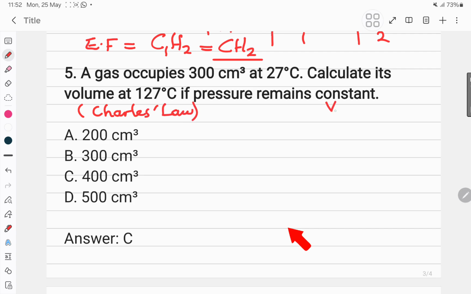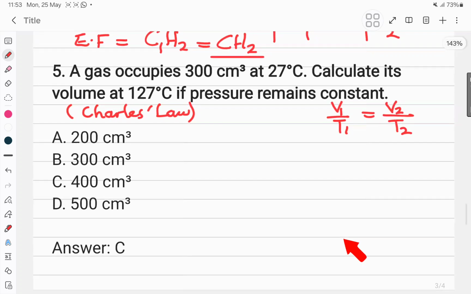According to Charles law, the volume of a fixed mass of gas is directly proportional to the absolute temperature provided that pressure remains constant. Or the volume of a fixed mass of gas is directly proportional to the temperature in Kelvin provided that pressure remains constant. And for the benefit of calculation, this is what we use. The V1 and the T1 are the initial values, while the V2 and T2 are the final values.